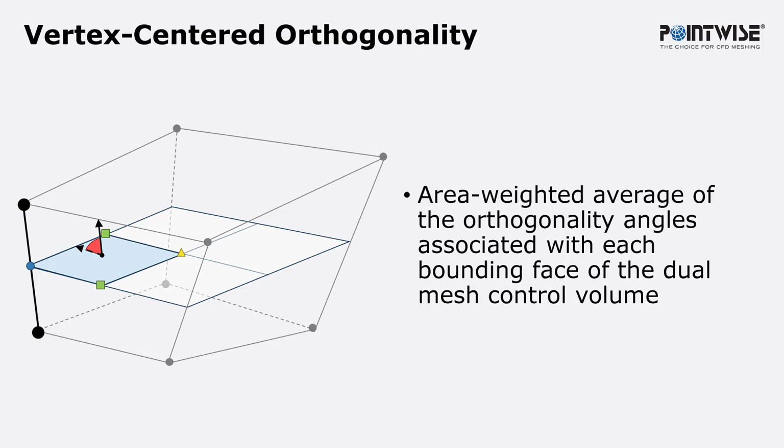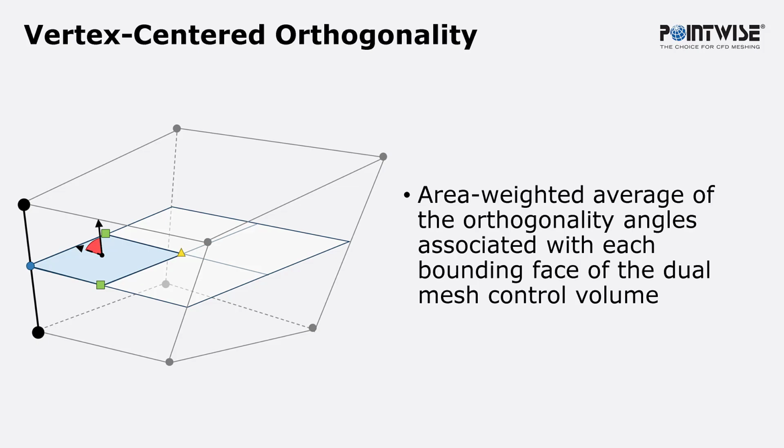Finally, our last new metric is vertex-centered orthogonality. This metric computes the average of the orthogonality angles associated with each bounding face of the control volume. For instance, the angle computed for the face shown here in blue is the angle between the normalized edge direction vector and the face. This angle will contribute to the vertex-centered orthogonality for both vertices and the edge.